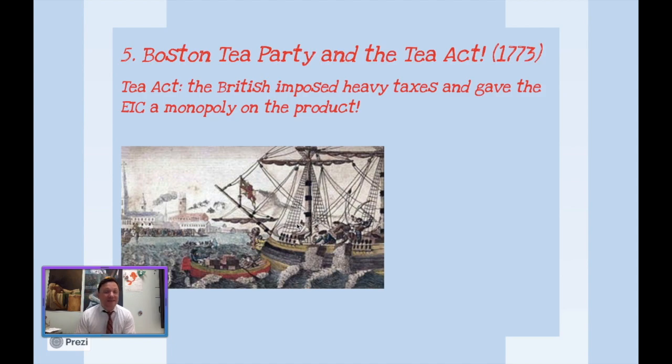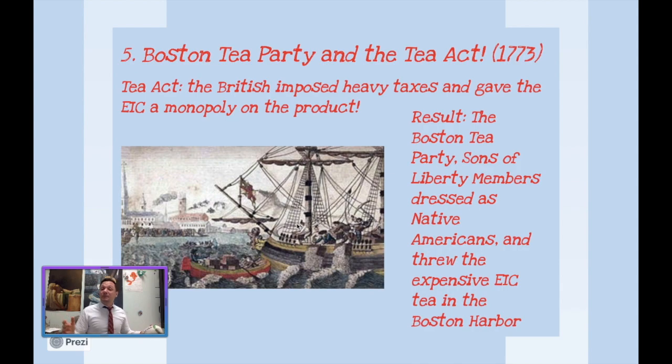The problem was, again, they were getting tea cheaper from the Dutch. Now, the tea wasn't as high quality, so actually it was worth more to buy the English tea, but the colonists are still like, look, but what if I have a bad month? I still want to be able to buy the cheap tea because, what if I don't have that kind of money? So what's going to happen is the Sons of Liberty are going to storm.